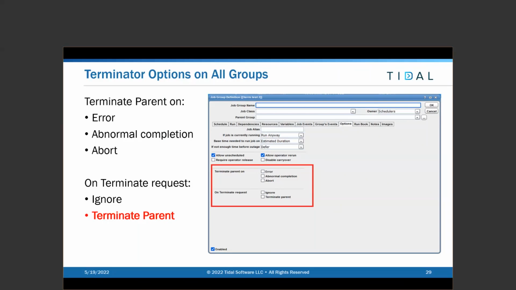This is the group definition. Groups are never active. They only take on the status of their children, so a group is not like a job. You won't have abort if active because groups really don't abort, the jobs abort.